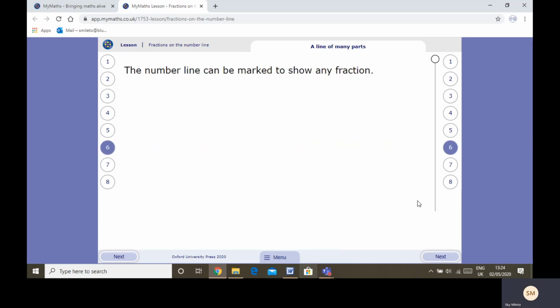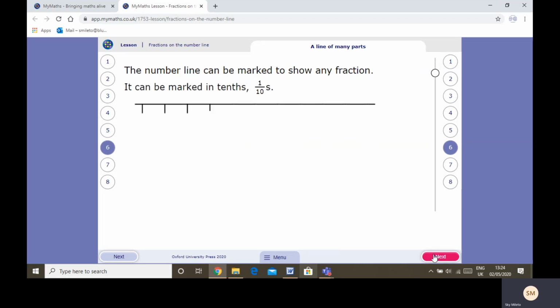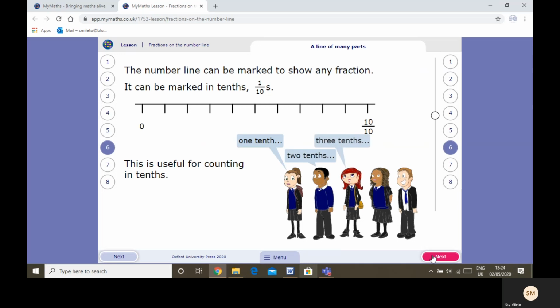A number line can be marked to show any fraction. As I said, hundredths, it could be marked in hundredths. This one is going to be marked in tenths. So these children are counting up in tenths, and we can see that the numbers are going on.